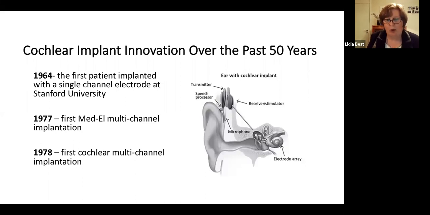But I would like to bring you back to where we have come from. In 1964, we had the first patient implanted with a single channel electrode at Stanford University in the US. That implant did not exactly work because it did not stimulate enough hearing nerves for the patient to hear, but it was a major step forward. The next step forward was in 1977 with multi-channel implantation. For the first time, patients could actually hear very well and understand enough. The following year, the first multi-channel cochlear implantation was from Cochlear Company. Those are the major milestones, and very important to remember before I introduce my next speaker.